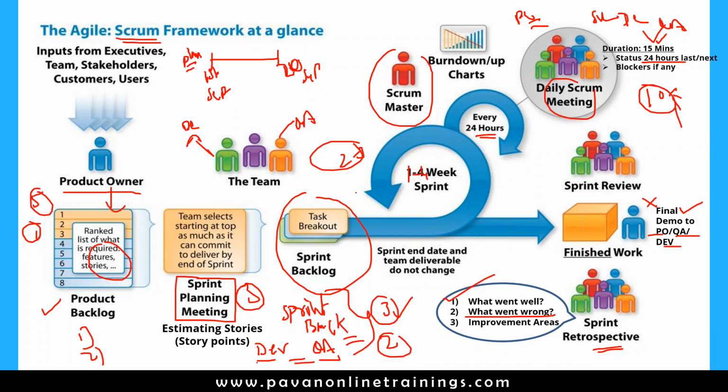The main thing we need to understand is the roles. The product owner will prepare the product backlog, and developers and QA will commit to the stories, which are part of the sprint backlog.